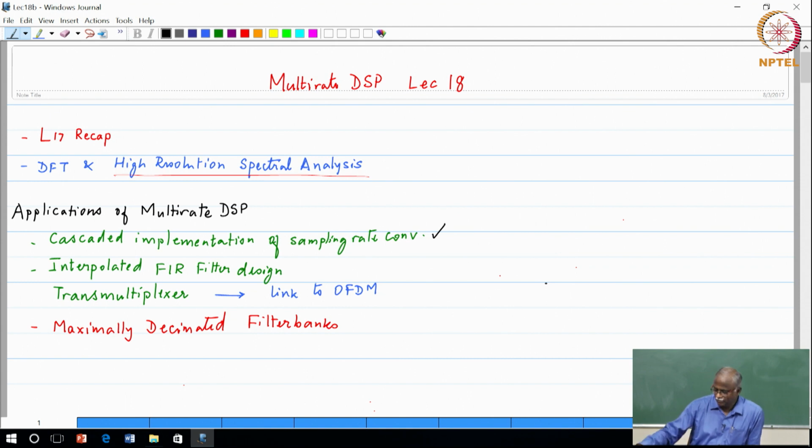By the way, the cascaded implementation of a sampling rate converter we have already discussed, so I won't touch upon that again. I am sure you would have probably heard of the term transmultiplexer. The two forms of multiplexing that we commonly encounter in communications are time division multiplexing and frequency division multiplexing. In time division you interleave the signals in time; in frequency division you interleave them in frequency. Something that converts from time division multiplexing to frequency division multiplexing and back is a transmultiplexer.